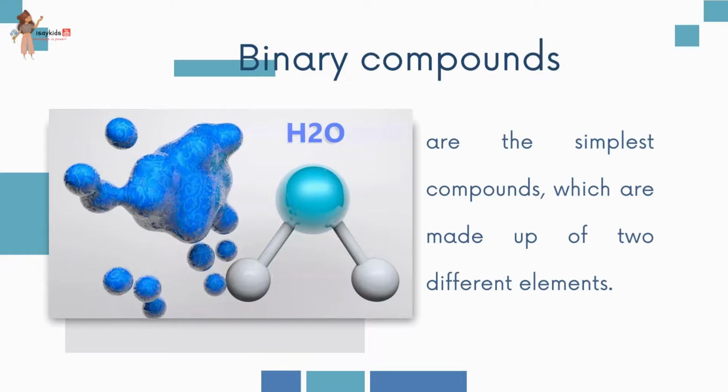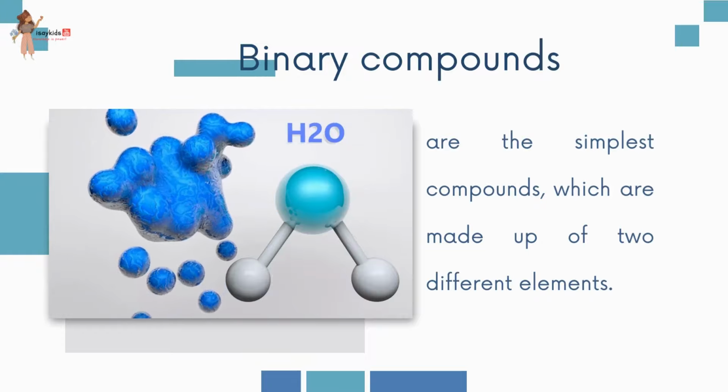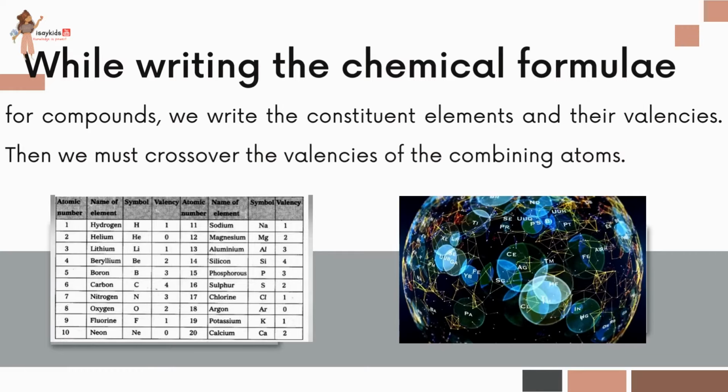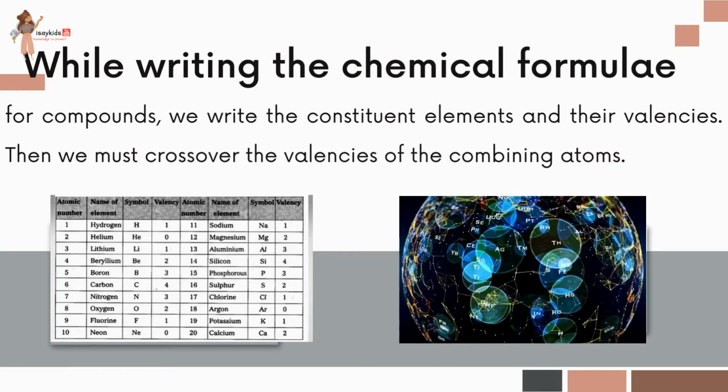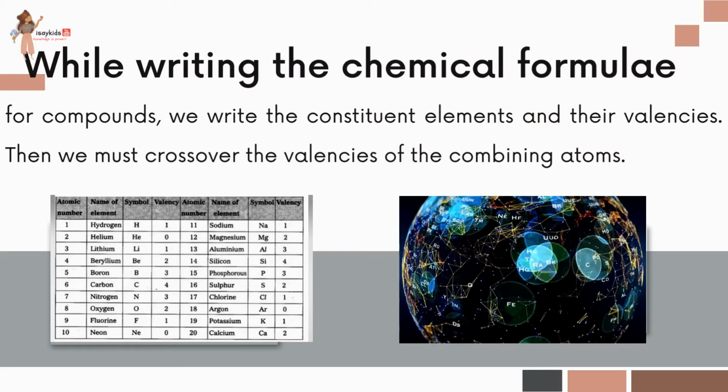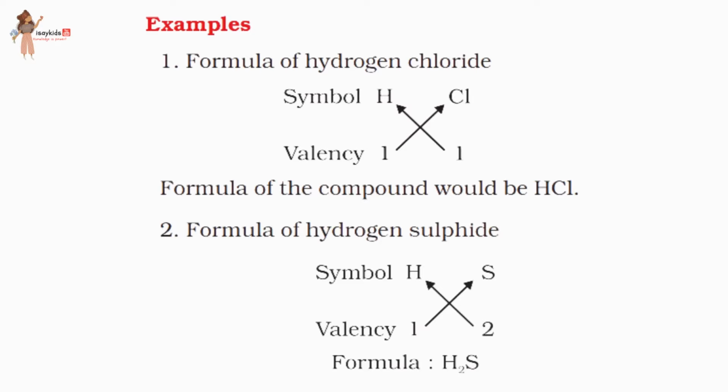Formula of simple compounds. The simplest compounds, which are made up of two different elements, are called binary compounds. While writing the chemical formula for compounds, we write the constituent elements and their valencies. Then, we must cross over the valencies of the combining atoms. The formula of hydrogen chloride would be HCl, whereas the formula of hydrogen sulfide would be H2S, because two atoms of hydrogen combine with one atom of sulfur.